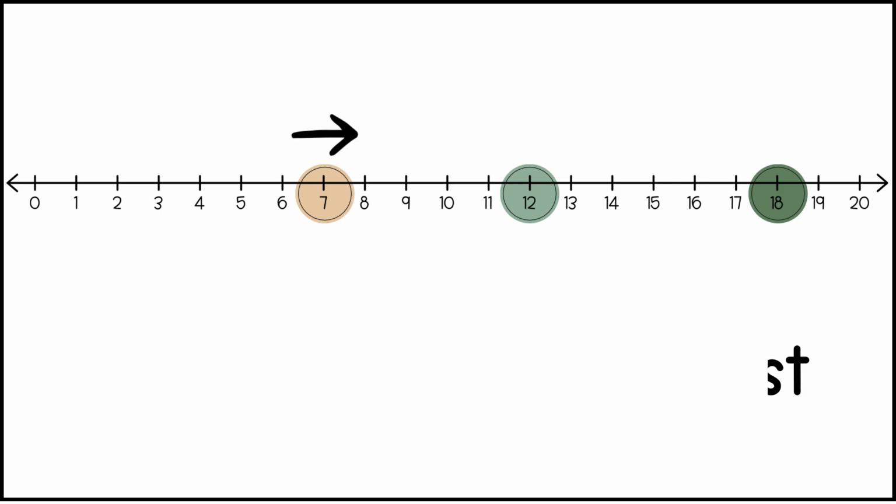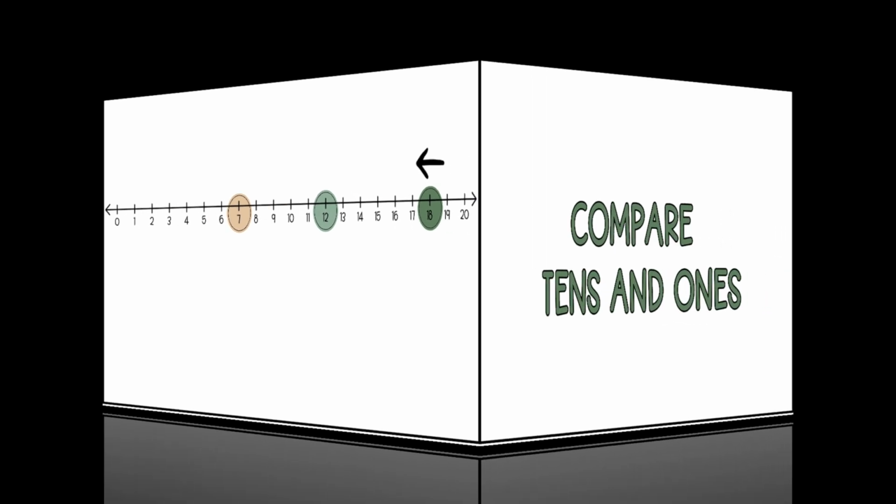The number line shows us 7, 12, 18 from least to greatest. Then reverse the order. 18, 12, 7 from greatest to least. A number line gives students a visual tool they can use to check their thinking.